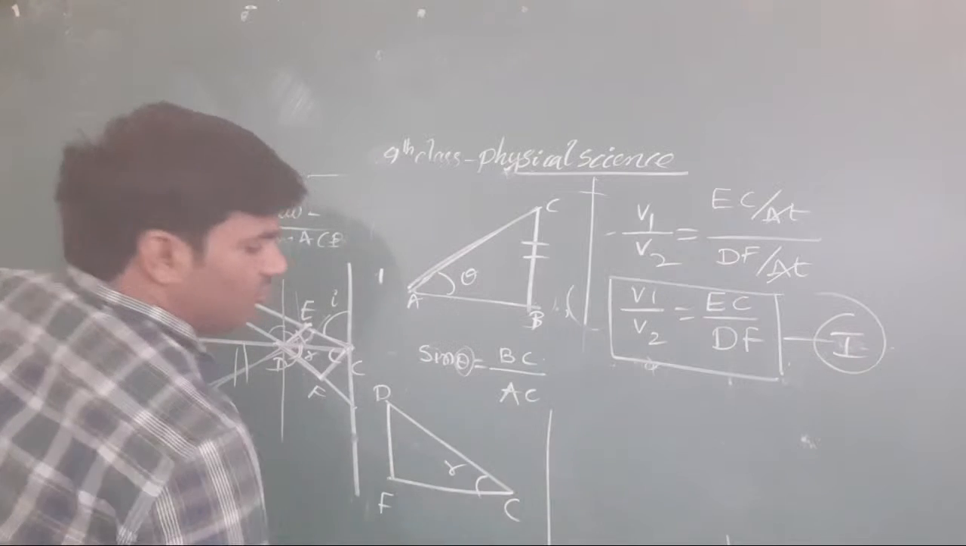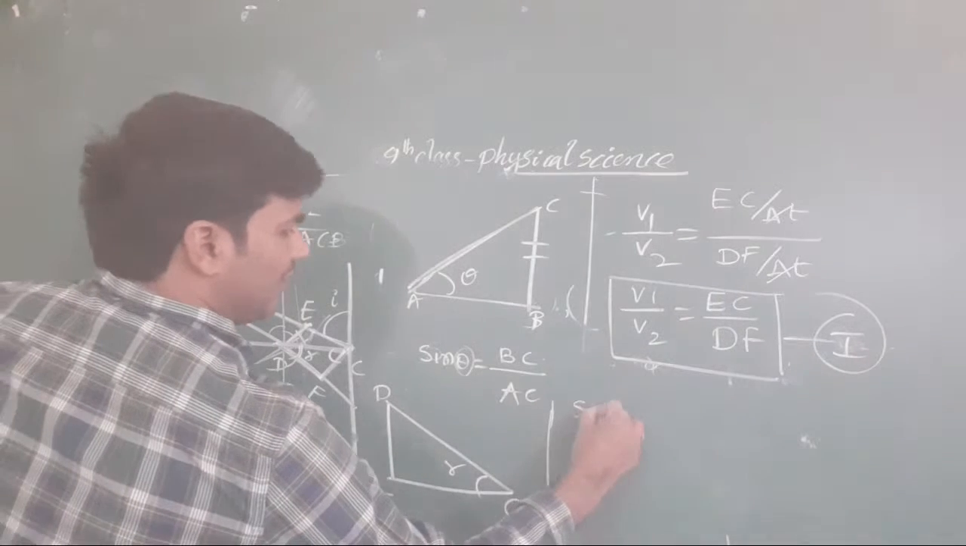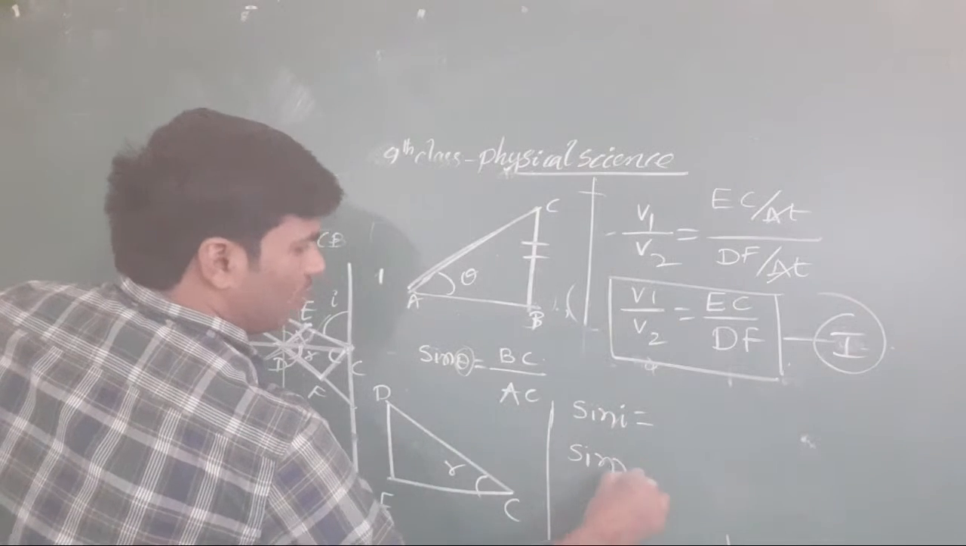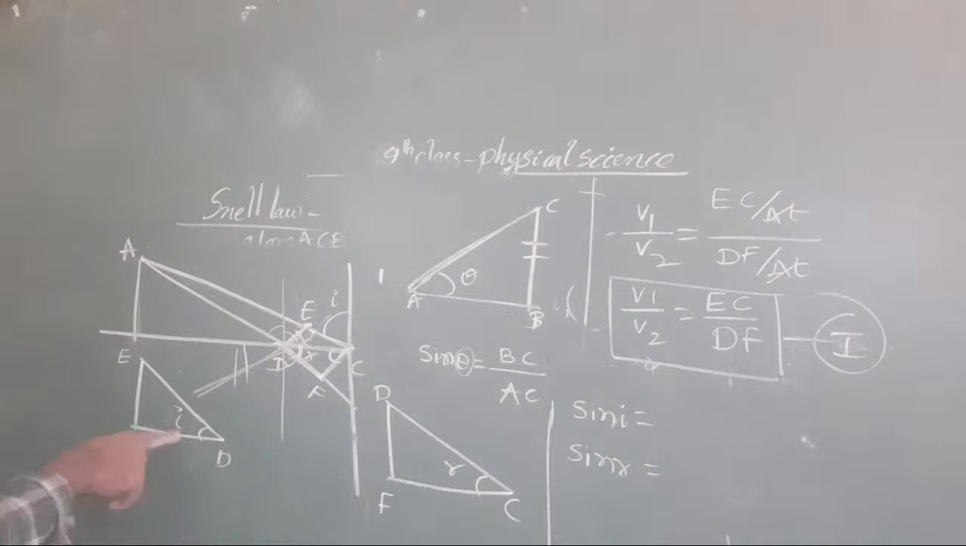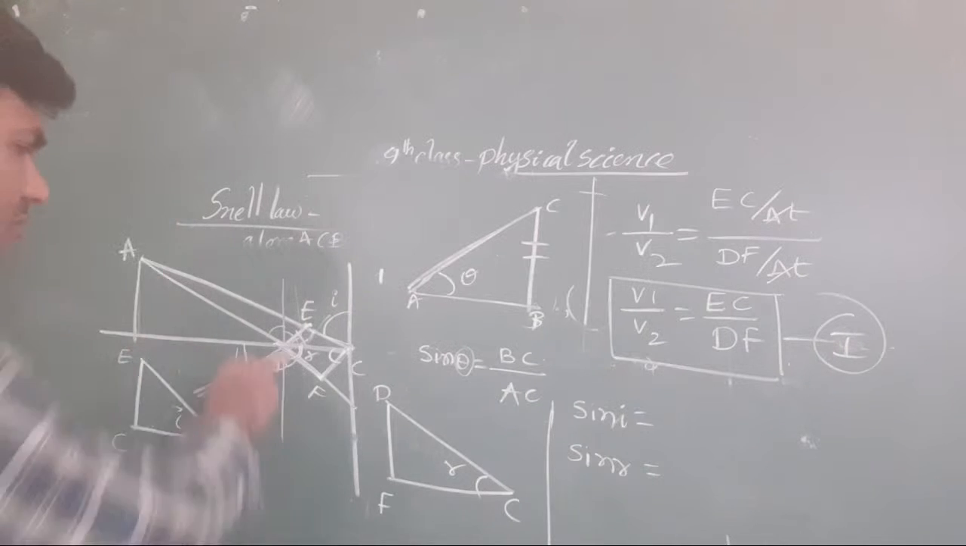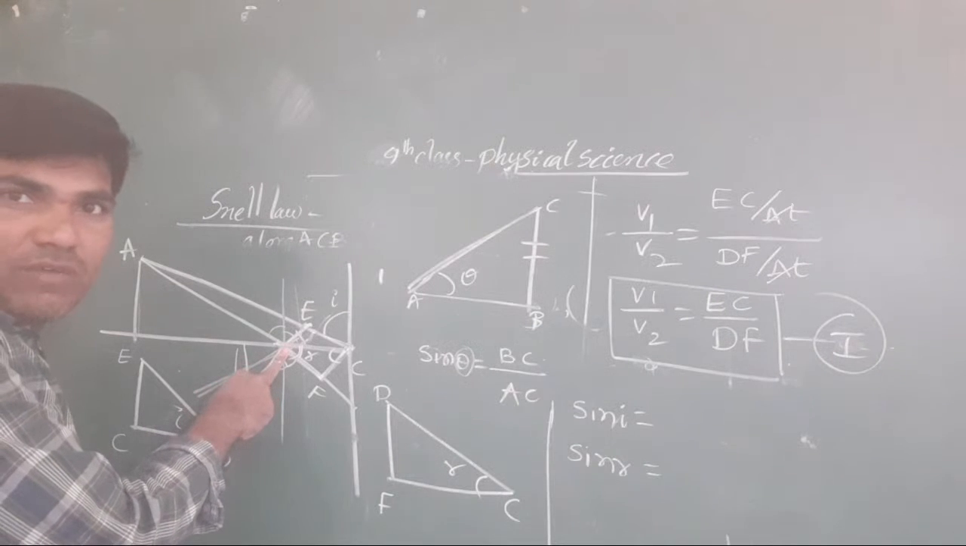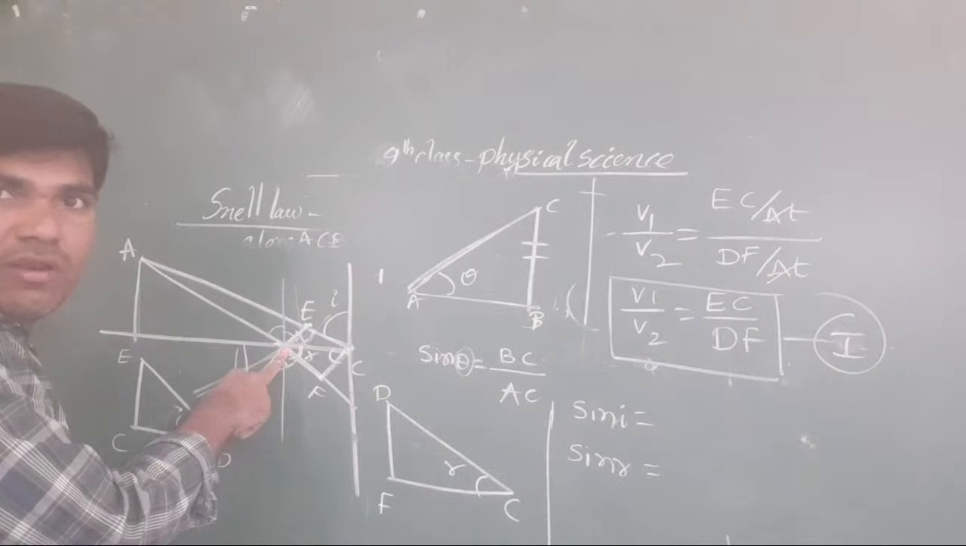Now it will also be written as sine I is equal to, and sine R is equal to. Sine I is equal to, from this triangle, write the sine. All the students, there is somewhat of a critical thing here, you may not understand. Now check it out once. Clear or not, all the students?